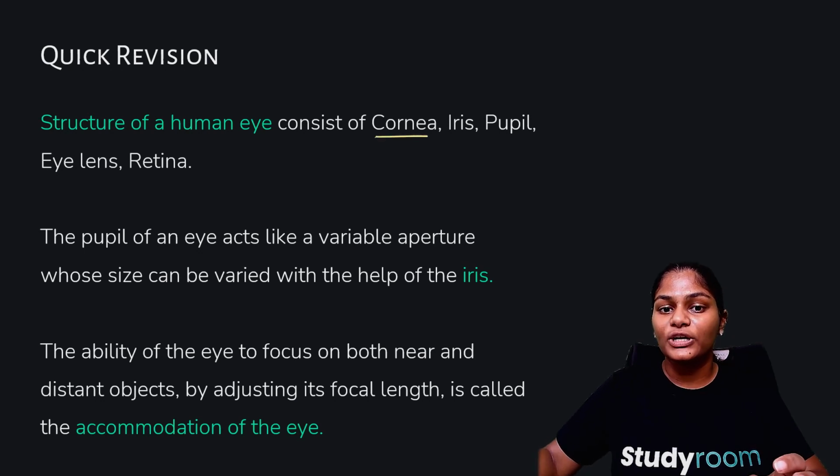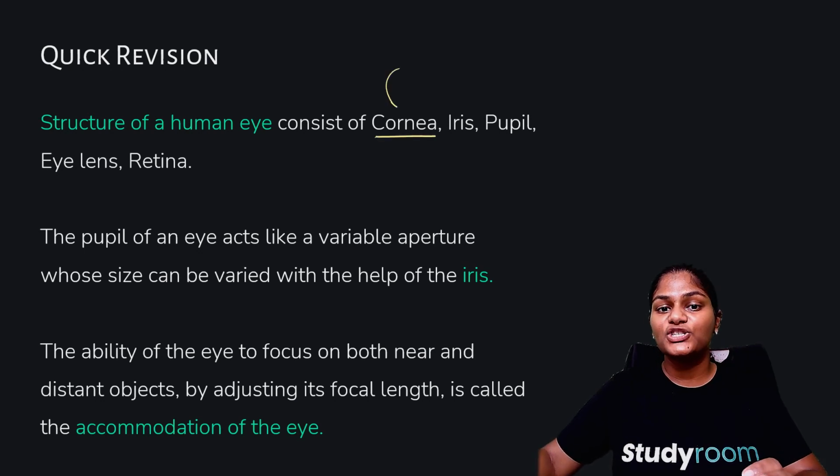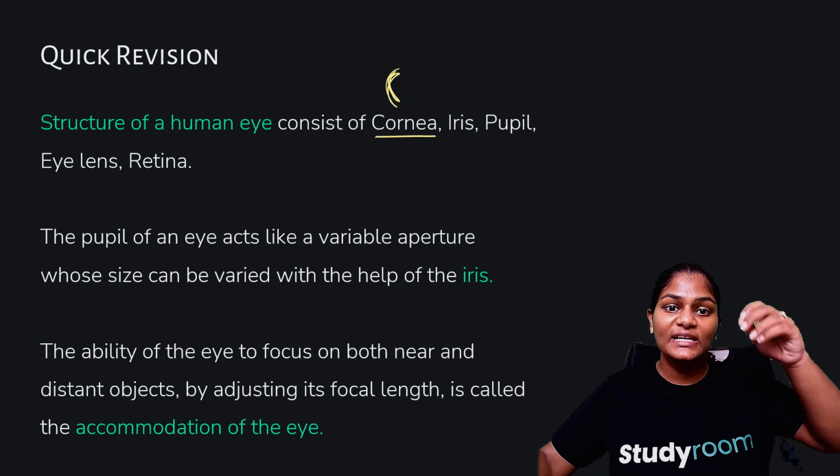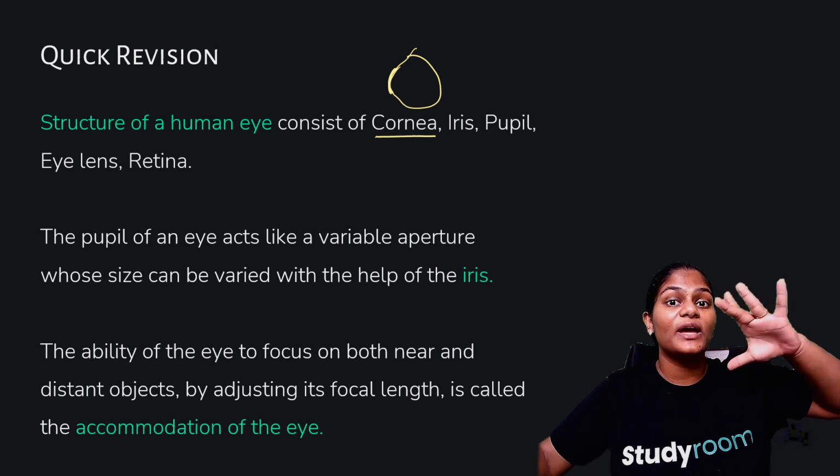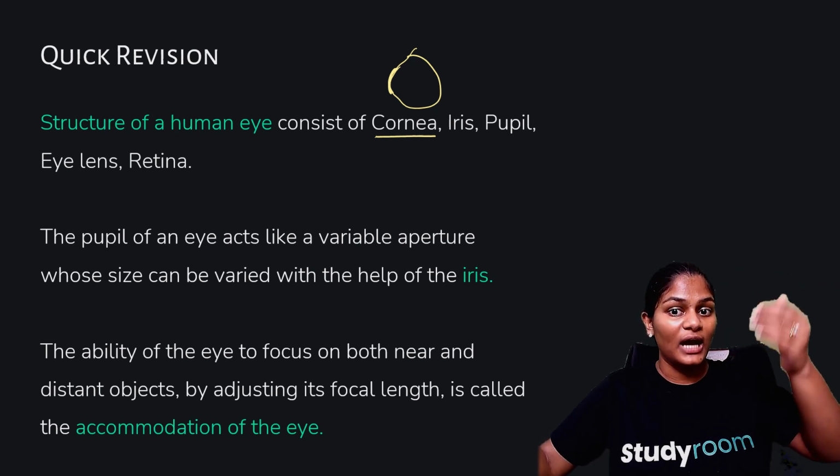We studied what the cornea was, which was the bulging outermost part, the jelly-like structure, the bulging part outside the eye. If the eye is like this, the cornea is the part of the eye that bulges out like this, right? If this is your eye, this part that bulges out is the cornea. It is transparent, and that is where the light initially comes into the eye from.